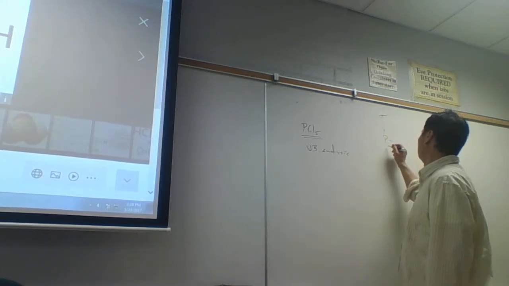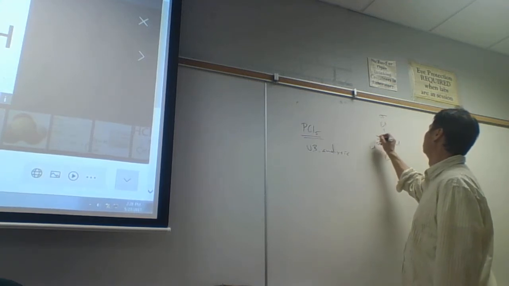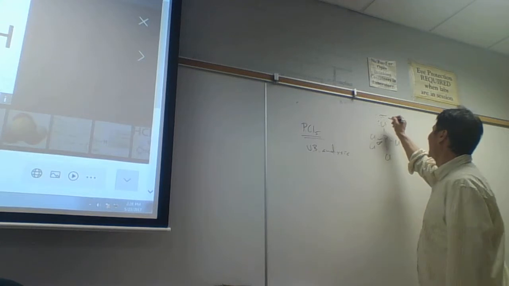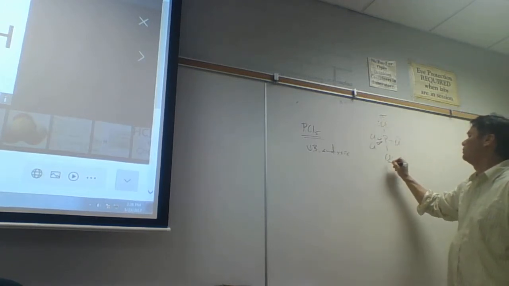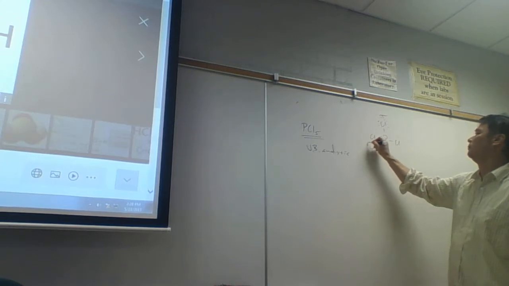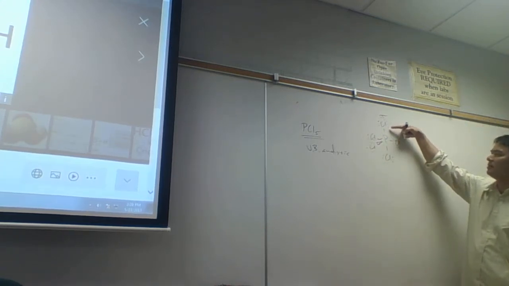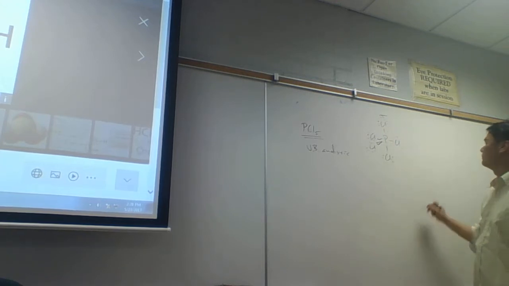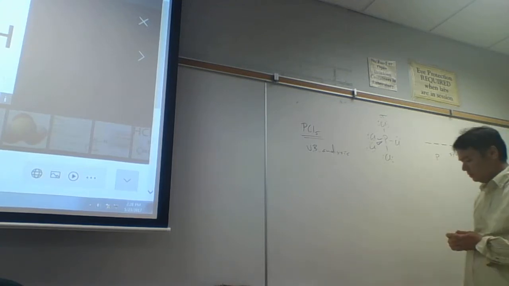sp3d. It's going to be sp3d. It's going to have this trigonal bipyramidal structure. And it's going to have 5 sp3d sigma bonds. And so phosphorus, 1, 2, 3, 4, 5, sp3d.